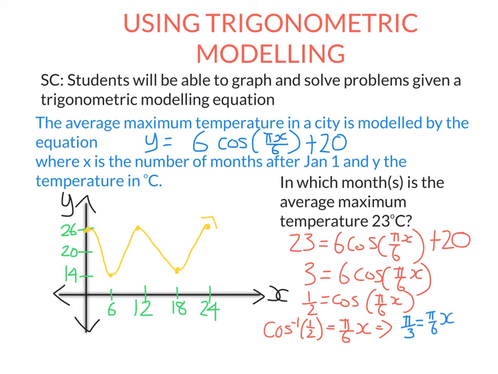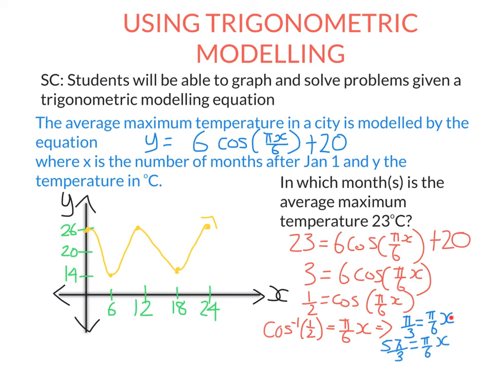The other example between 0 and 360 degrees is 300 degrees, or in radians, it's 5 pi on 3. Cos inverse of a half also equals 5 pi on 3. So that's the next solution. So then 5 pi on 3 equals pi on 6x.